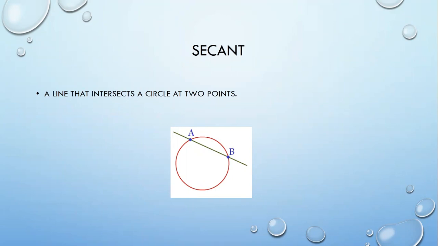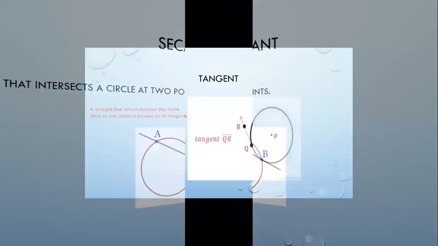Next one is secant. A line that intersects a circle at 2 points is called a secant. Here this line is passing through the circle and it is intersecting the circle at 2 points, A and B. So that is called a secant of the circle.